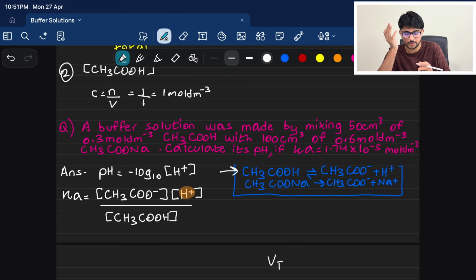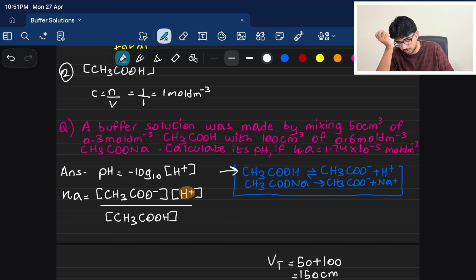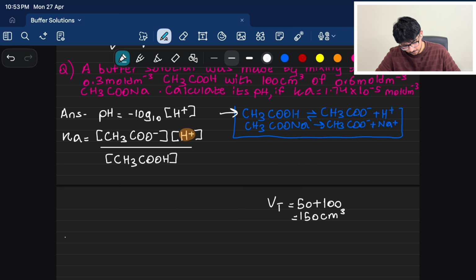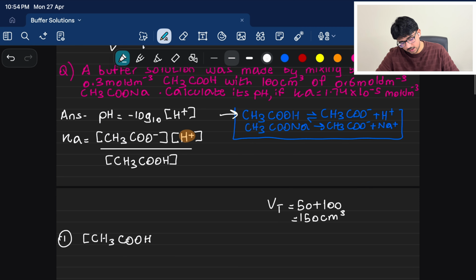VT, the total volume, equals 50 plus 100. This is 150 centimeter cube. So now moles are no longer equal to the concentration. Goal number 1, we have to find the concentration of the ethanoic acid. Obviously, the initial is going to be equal to the final. And then goal number 2, you have to find the concentration of the ethanoate ions.